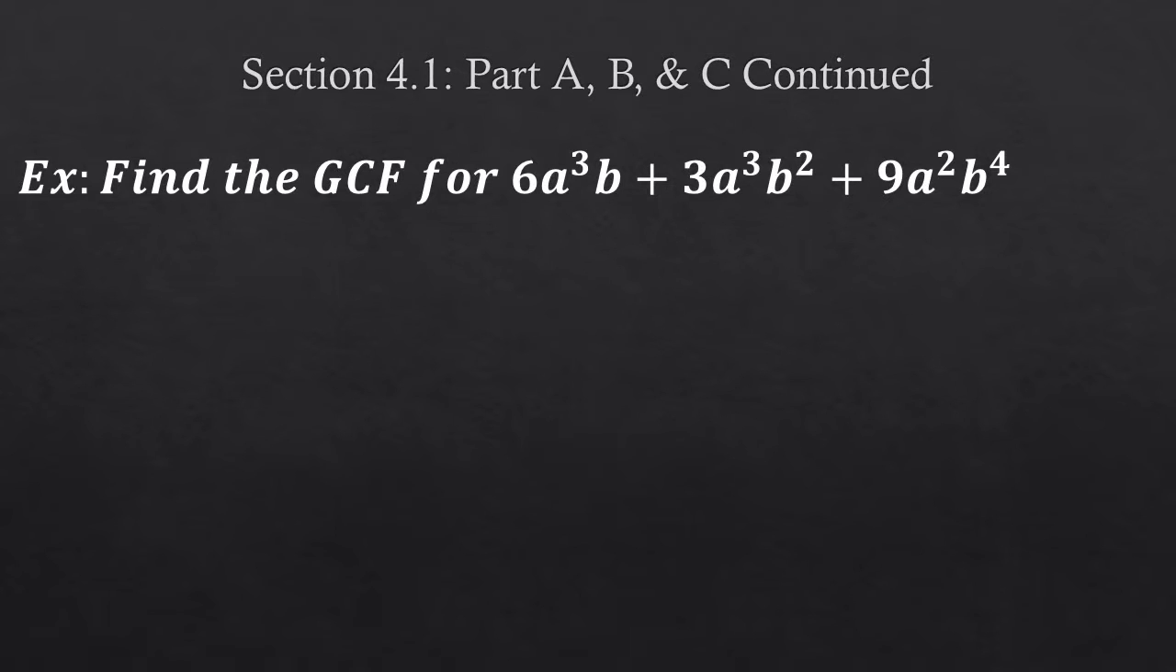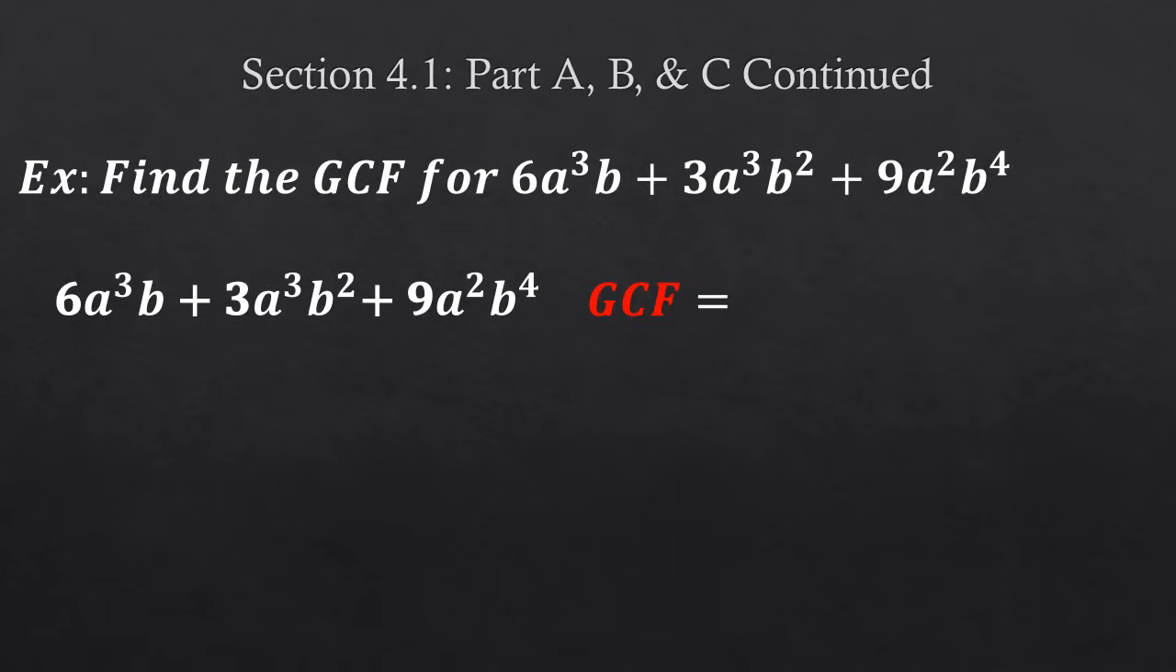Find the GCF for 6a to the 3rd b plus 3a to the 3rd b squared plus 9a to the 2nd b to the 4th. What would be the GCF? Let's start with the numbers first, 6, 3, and 9. Well, the GCF for 6, 3, and 9 is 3. Why? Because 3 is the greatest number that divides them all evenly.